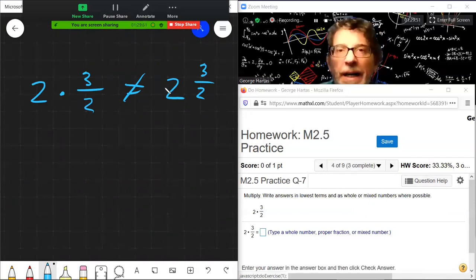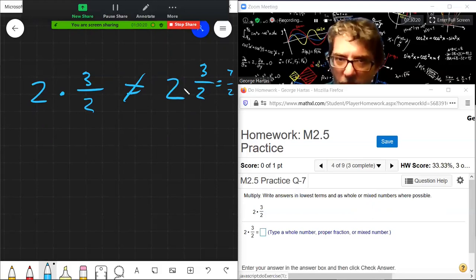The reason it is not that, the only way you would know is that you see a multiplication dot between the 2 and the 3/2. So we know this is not equal to this mixed number. Do not confuse the two. They're two different things. This one, remember, as a fraction, you multiply here. 2 times 2 is 4, plus 3 is 7. This is the same as 7/2. Different animal altogether. All right, so keep in mind, don't confuse this with that.